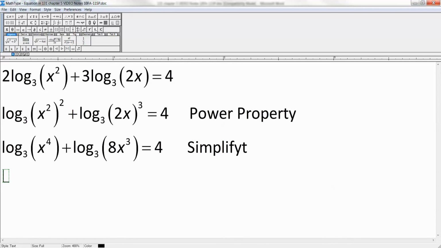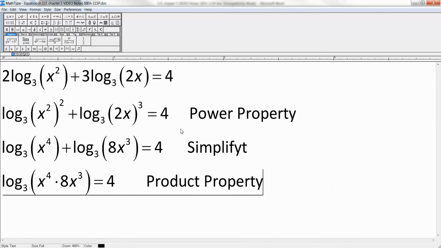Now I'm going to use the product property, where I'm going to put them together. So it's the log base 3 of x to the 4th times 8x to the 3rd equals 4. So I'm using the product property to push those together and make one logarithm out of it.